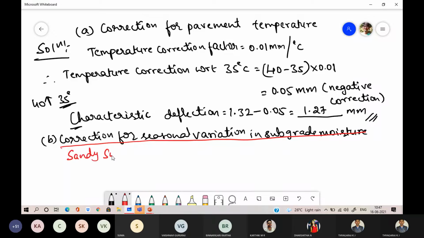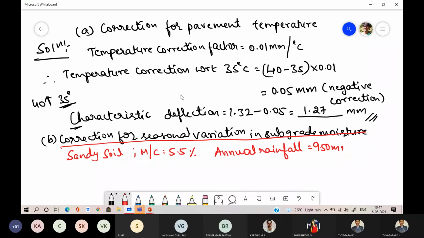Sandy soil. What is the moisture content? 5.5%. Annual rainfall? 950 mm.